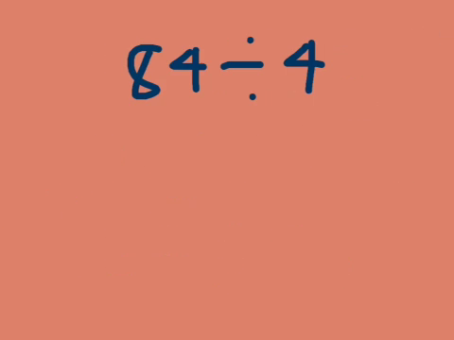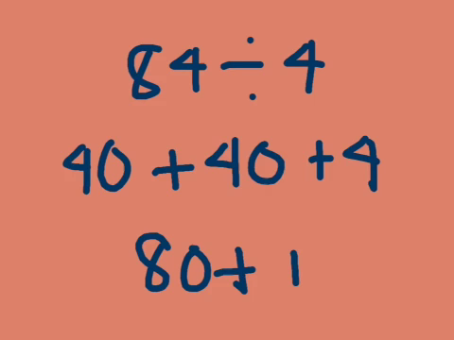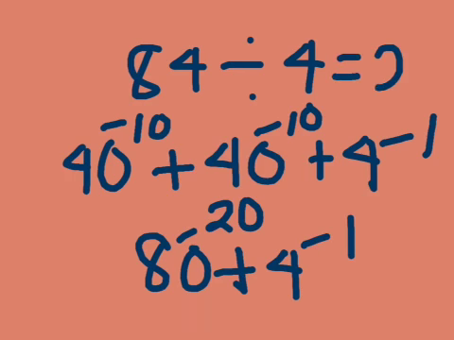And our last question, 84 divided by 4. 84 could be renamed as 40 plus 40 plus 4. Or otherwise it could be renamed as 80 plus 4. So for each of these 40s, it's going to give us 10 groups of 4. And then from 4 we get 1 group of 4. Or from 80 we can do 20 groups of 4. And then from 4 we'd have 1. So altogether we have 21 groups of 4.